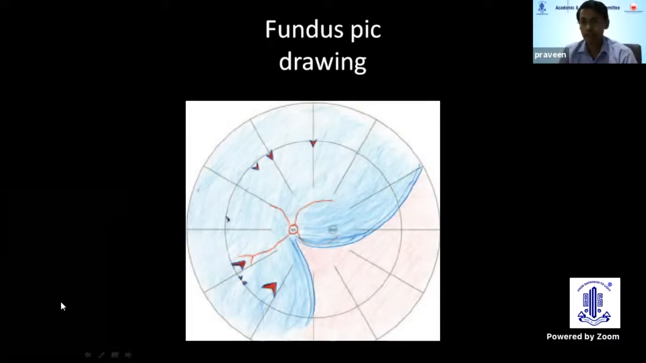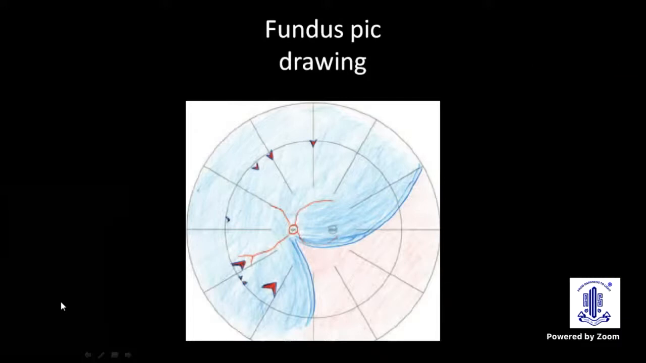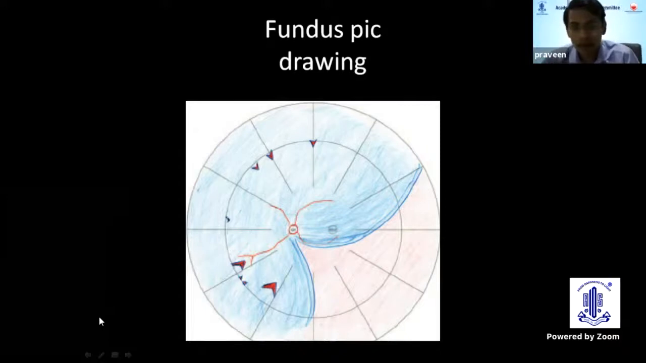Coming to the fundus picture itself, first describe the normal eye. As a PG, you always have to say that the media is clear, then you describe the disc: disc is of normal shape, size. Go ahead, Dr. Praveen, please.